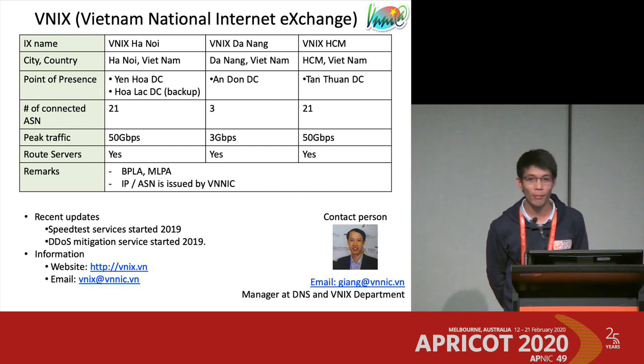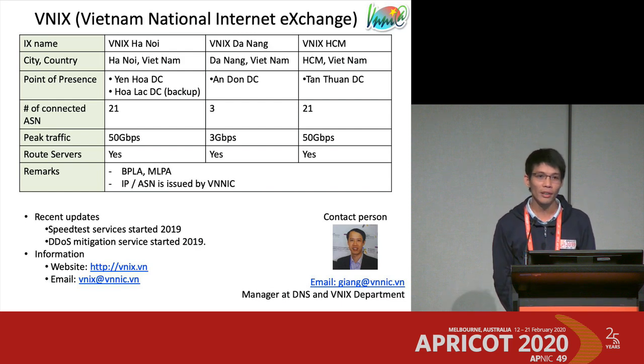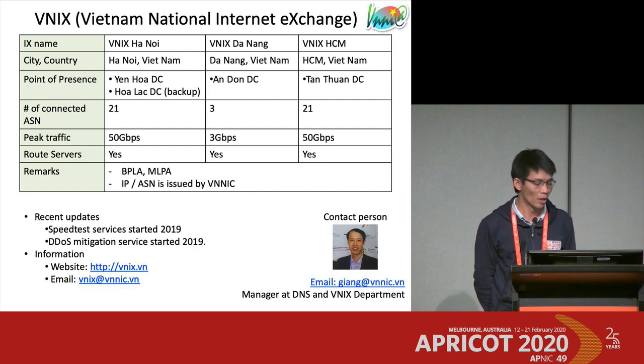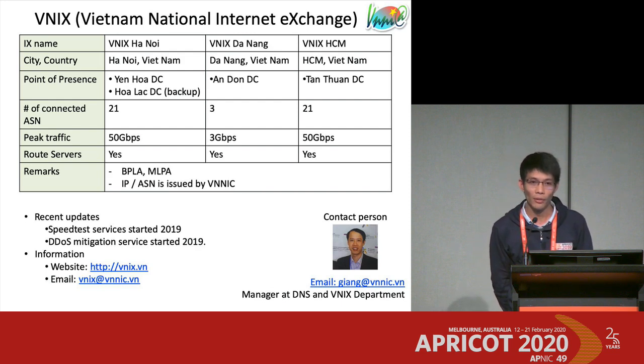Hello, everyone. I'm from VNIX. VNIX has 3 points in Vietnam: Hanoi, Da Nang, and Ho Chi Minh City. VNIX has 21 members, and total traffic is around 100 gigs. For the route server, we use a Cisco router. Last year we started a speed test and DDoS mitigation service. For any information, you can follow the website vnix.vn. Thank you.